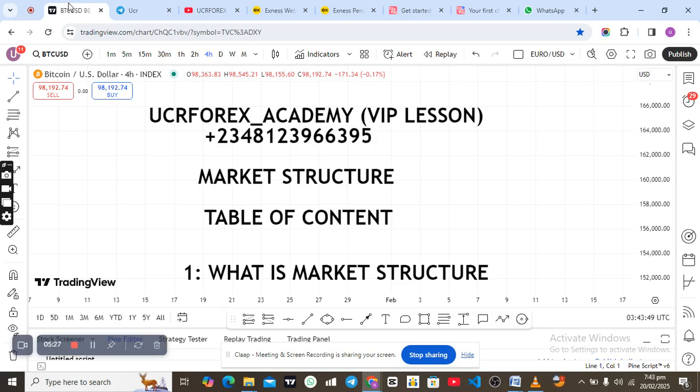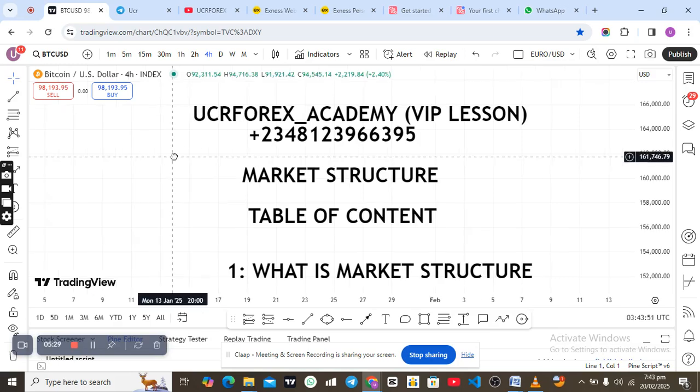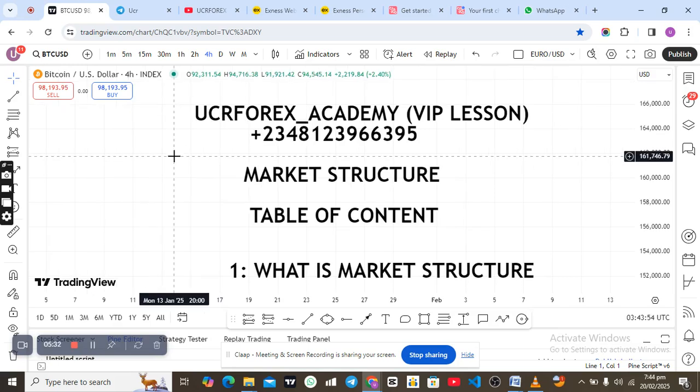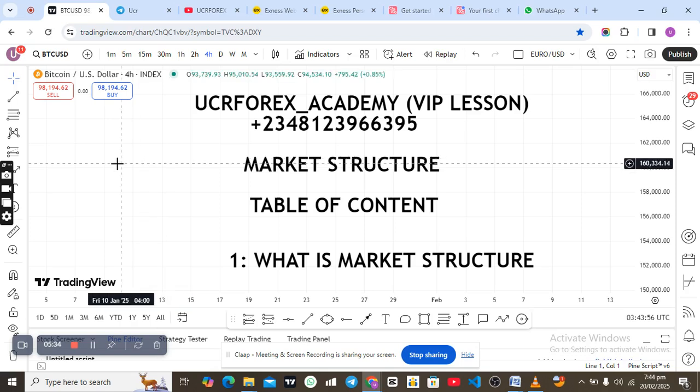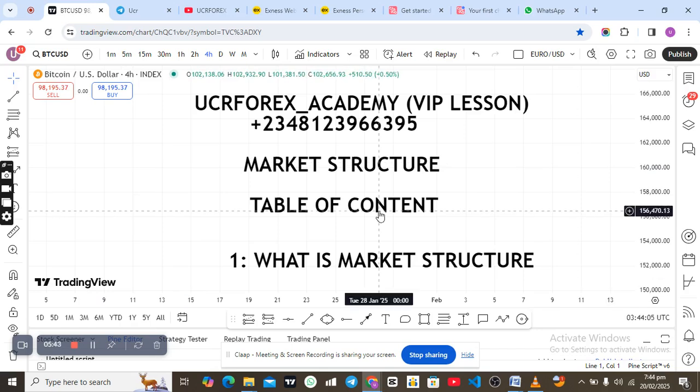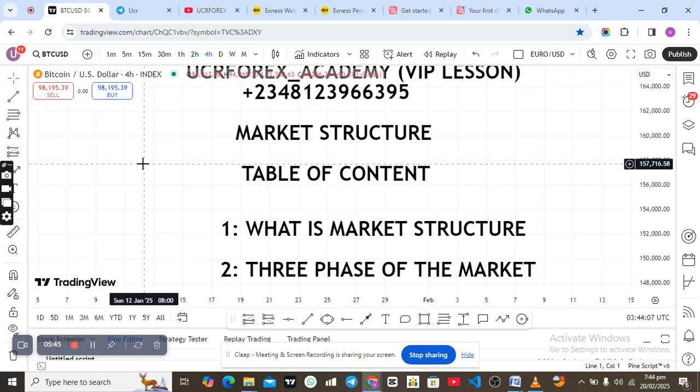I want to start the video right away for us to try to understand some certain things in this particular lesson. And then, what is market structure in any way? Market structure is the framework upon which the price action of the financial market is based. Now, I come again: market structure is the framework upon which the price of a financial market is based.